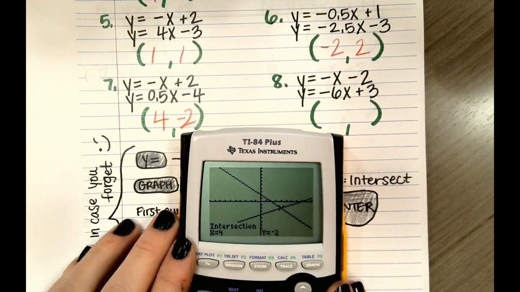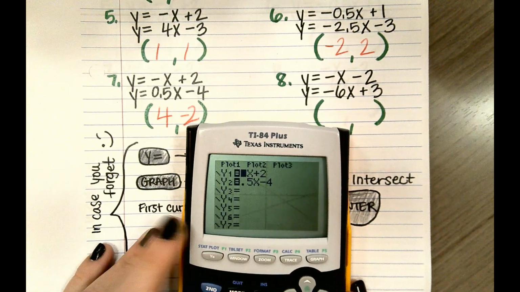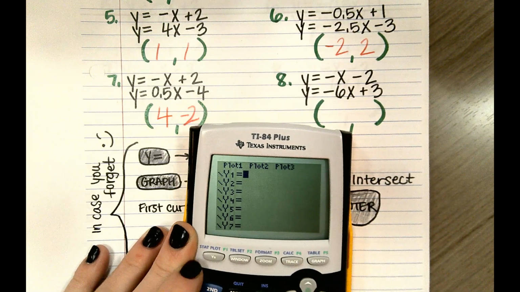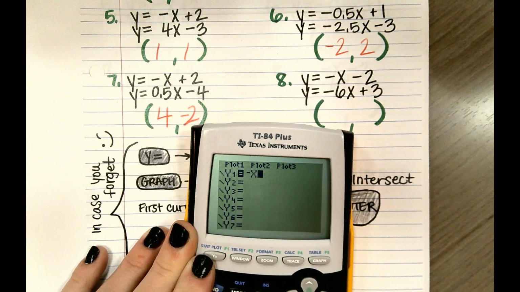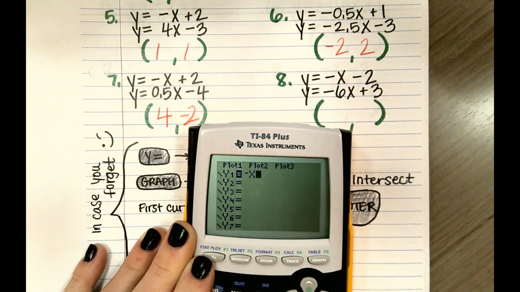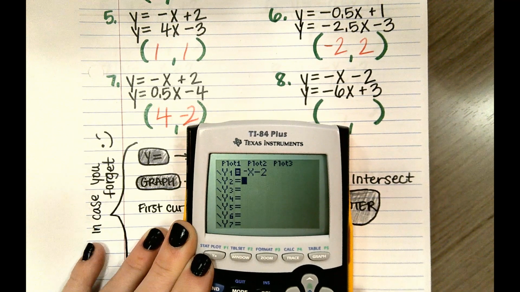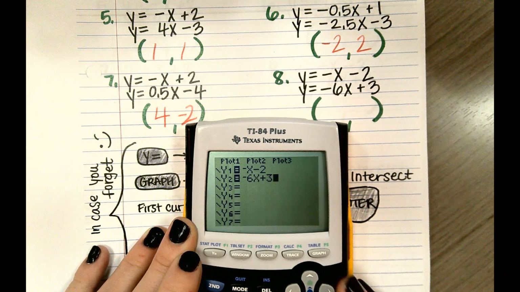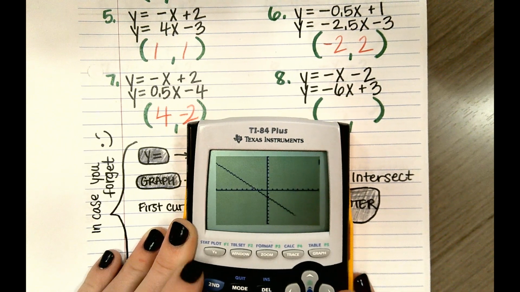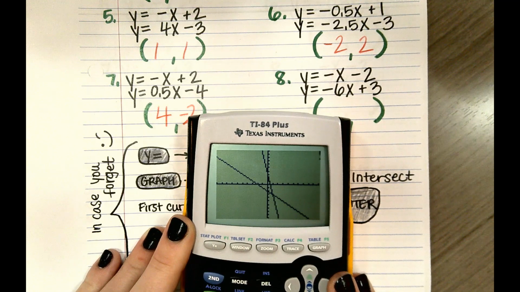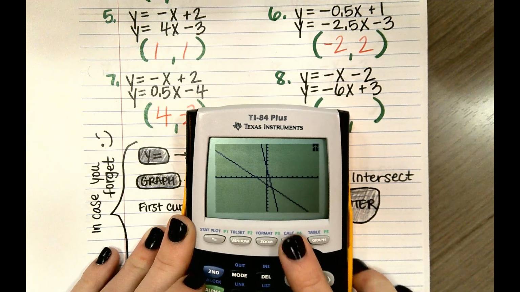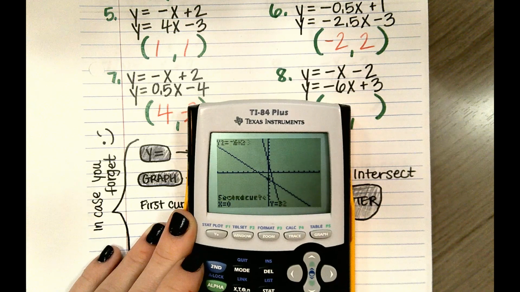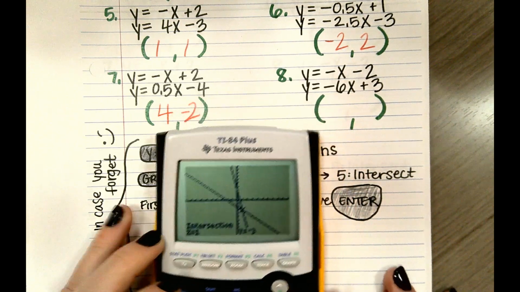And we'll do number 8. Y equals, clear them. Negative x minus 2. Arrow down, negative 6x plus 3. Graph it. Here we go. Second trace, 5. Enter, enter, enter. 1, negative 3. Yep. That is number 8.